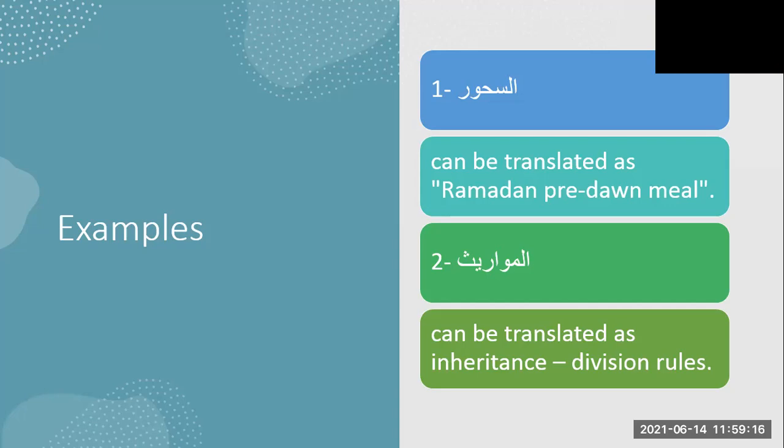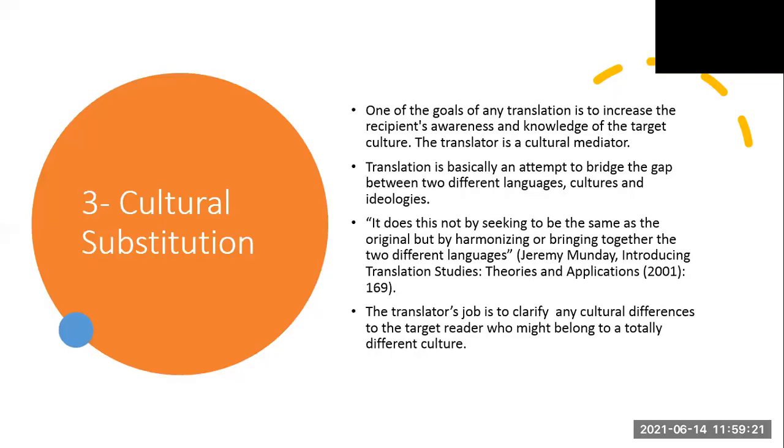So paraphrase, coinage. The third strategy, cultural substitution. فكرة تبديل الثقافي. Remember, we are not inventing. لا نخترع. We are not writing a new text. مش بنكتب نص جديد.